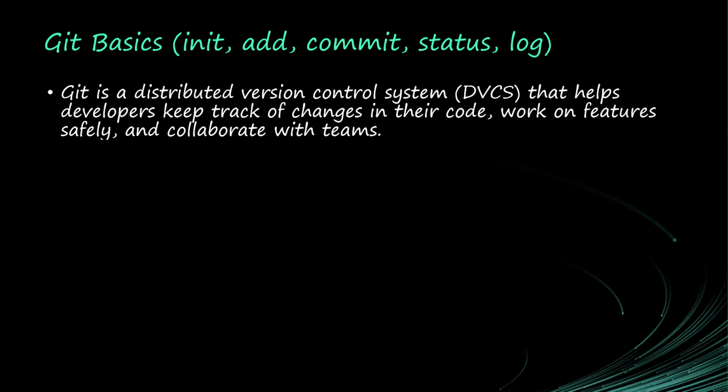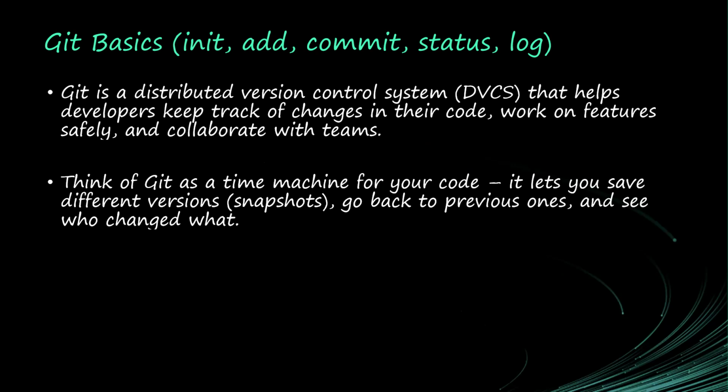Now, it is distributed because it is not just on one server. Centralized version control systems are on one server. The database, the code base, everything is on one server. But a distributed version control system is not just on one server, it is on multiple servers. So it allows us to keep track of changes in our code. We are going to see how to keep track of those changes. That's the essence of the Git Basics class today.